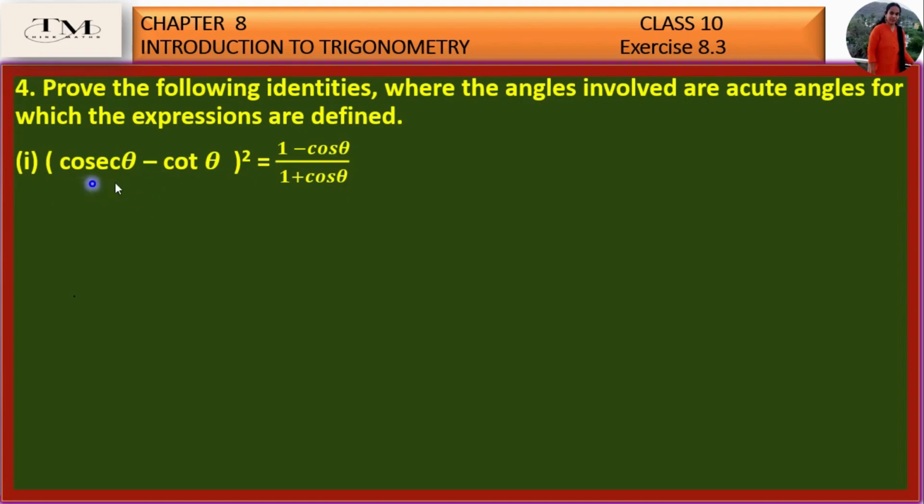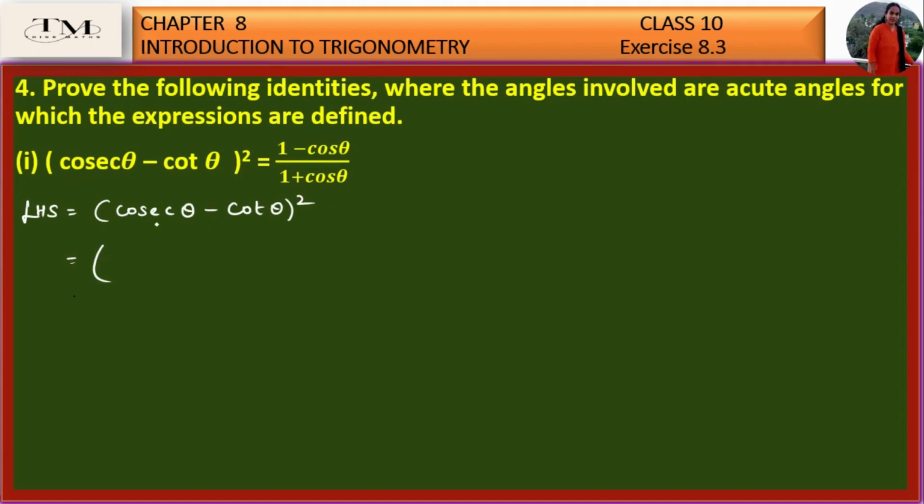So take the left hand side. Left hand side we can reduce to cos and sine. In the right hand side we have cos. So just check whether you can get the right hand side from the left hand side or not. First take the LHS. So LHS is cosecant theta minus cot theta whole square.